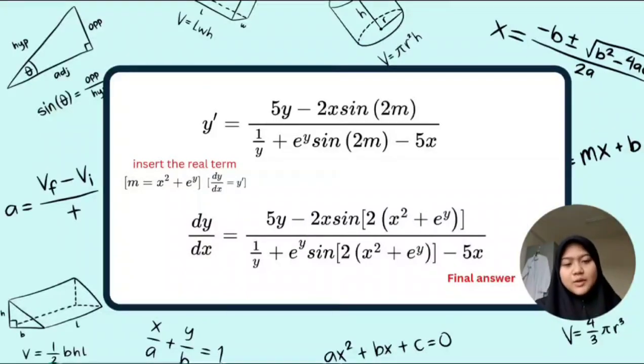So the final answer, we will get dy over dx equal to (5y minus 2x sin 2 times in bracket x squared plus e to the power of y) divided by (1 over y plus e to the power of y sin 2 times in bracket x squared plus e to the power of y minus 5x). That is our final answer for this question.